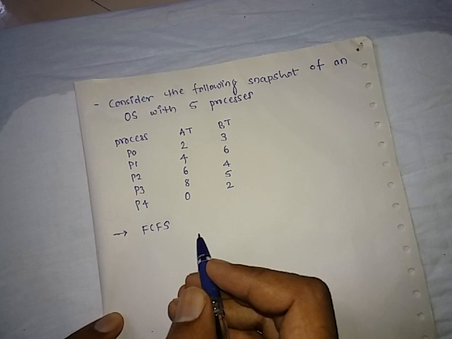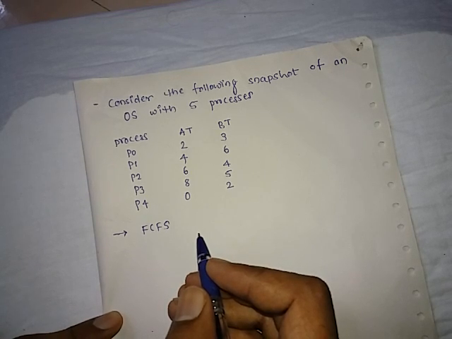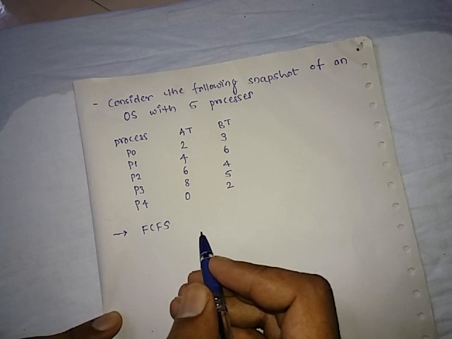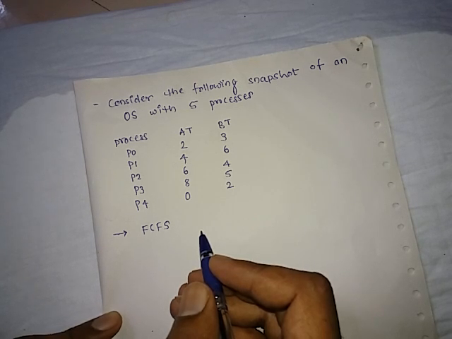Welcome to this tutorial. In this lecture we are going to study the first come first serve scheduling algorithm. So the question is like this: there are 5 processes. The arrival time and respective burst times are given in your question. Now you have to solve with first come first serve. Before solving, know that first come first serve is a non-preemptive technique.